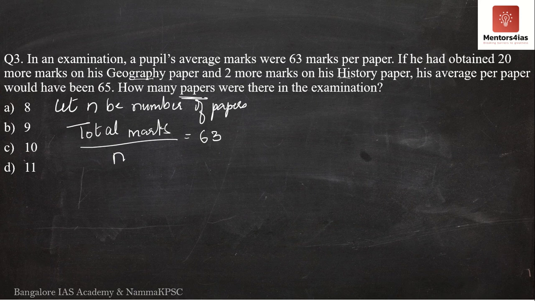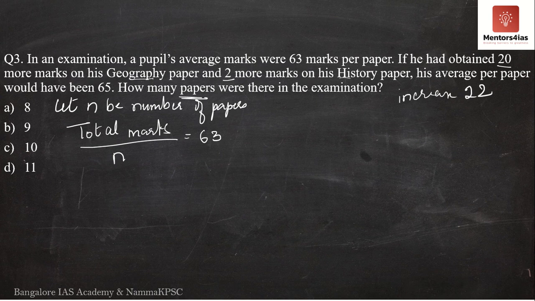So it does not matter how much extra he scores in each subject. We only want the total extra marks that he scores. So if the average per paper has to increase to 65, then the total marks have to increase by how many marks? 20 and 2. It could be 20 marks in history and 2 marks in geography. It does not matter for us. What do we want? We only want the total increase. Total increase is how much? Total increase is 22 marks.